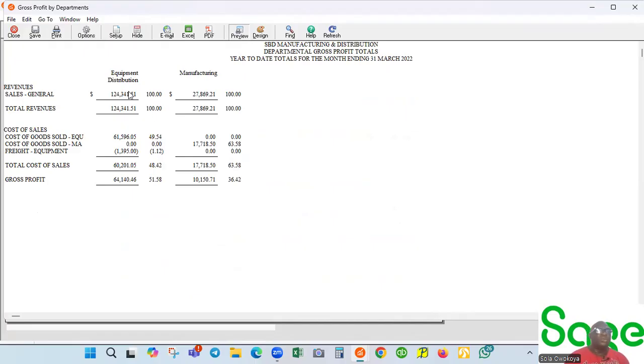This organization, what they do is, they sell equipment and they distribute it and they do manufacturing. So what the system is able to show is the departmental gross profit on their income heads, and also the associated cost, and also the gross profit that they make. This will help you as a business owner to take a fast decision.